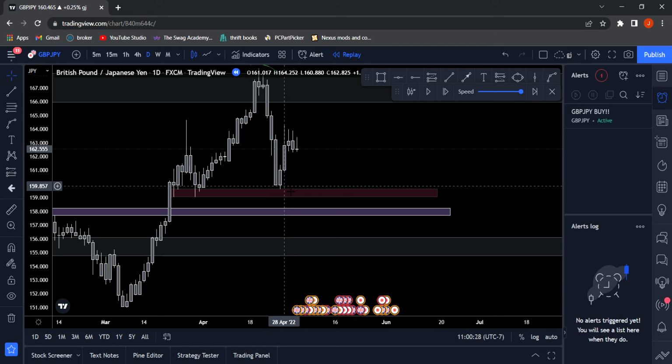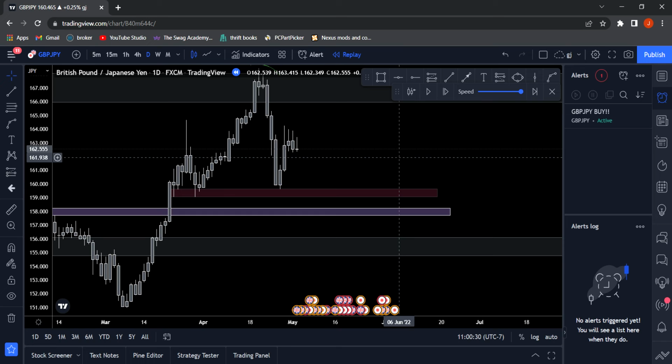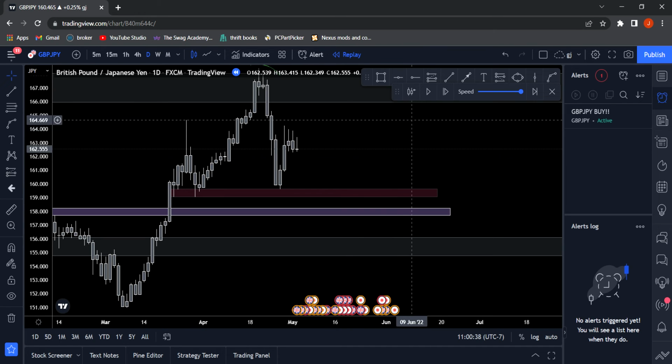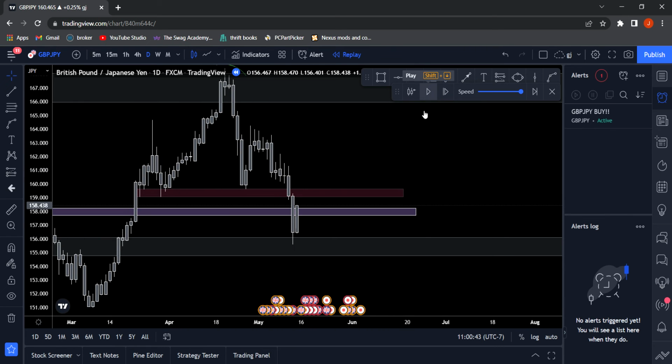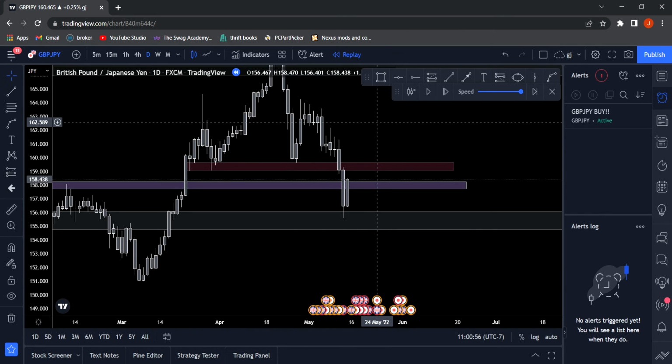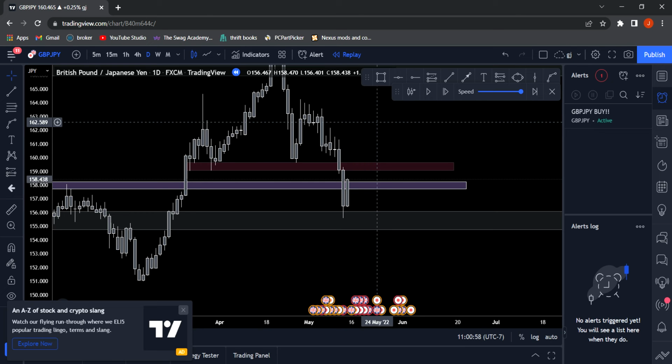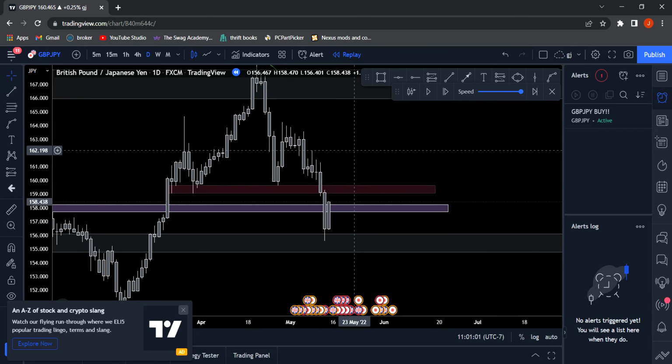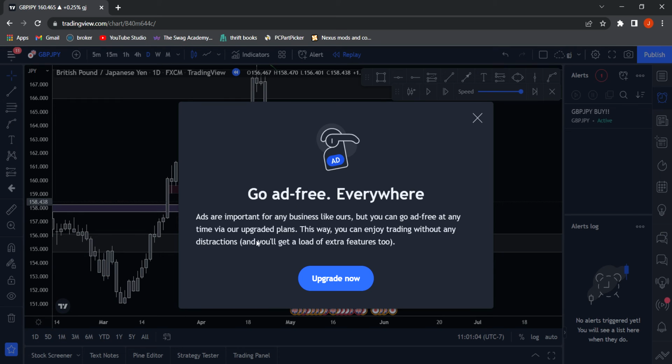Of course, you have to have your other confluences too, and it has to align with your strategy as a whole. It's just added confluence to your strategy. You can see the fourth time it came into this level, it consolidated for a bit, and then it finally broke through with two strong candles. It's just that simple, just an added confluence. It's nothing that you want to solely trade off of.